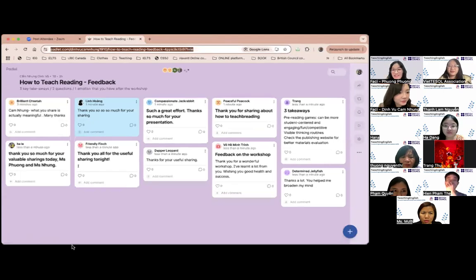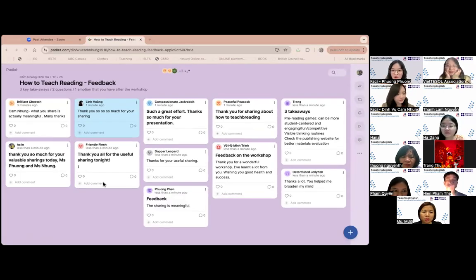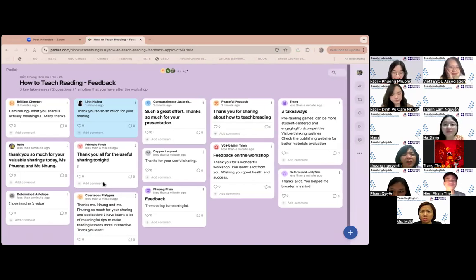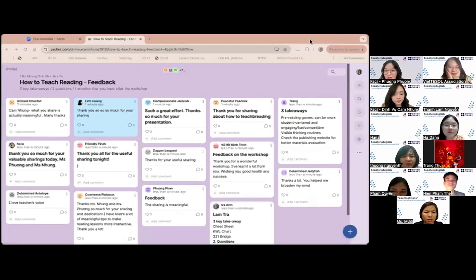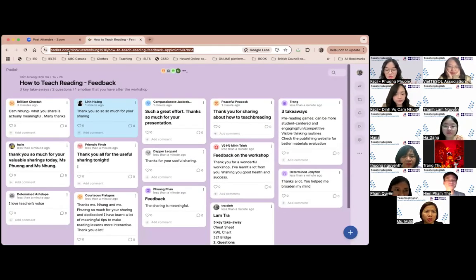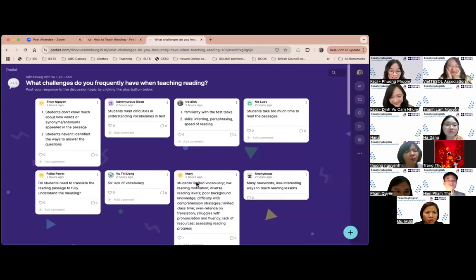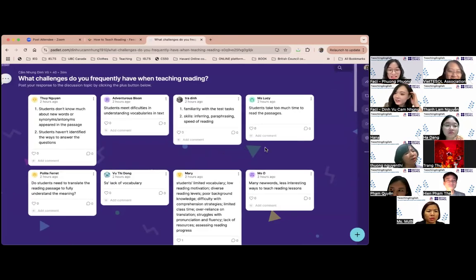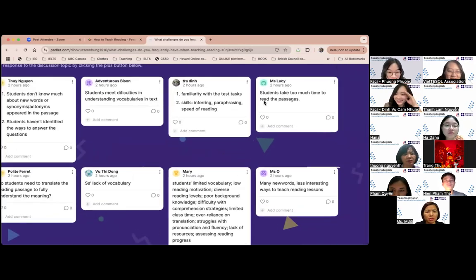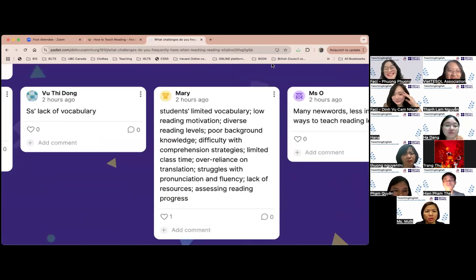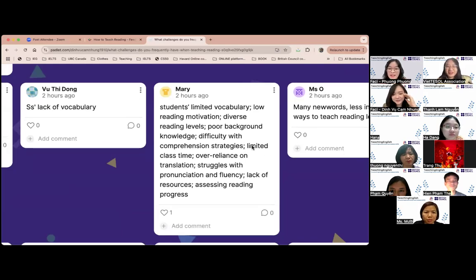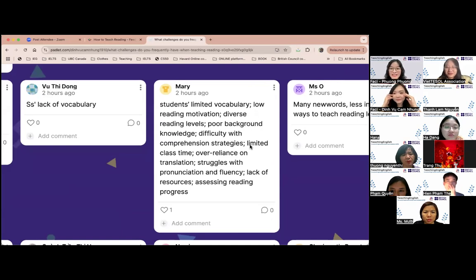While you're doing your feedback form, if you have finished with the feedback form, think about this one. We asked for your problems from the classroom, and this answer really caught my eye. Students: limited vocabulary, low reading motivation, diverse reading levels, poor background knowledge, difficulty... I'm sorry, I cannot read it all because we have a lot of issues here, and I think a lot of us can share the same feeling.